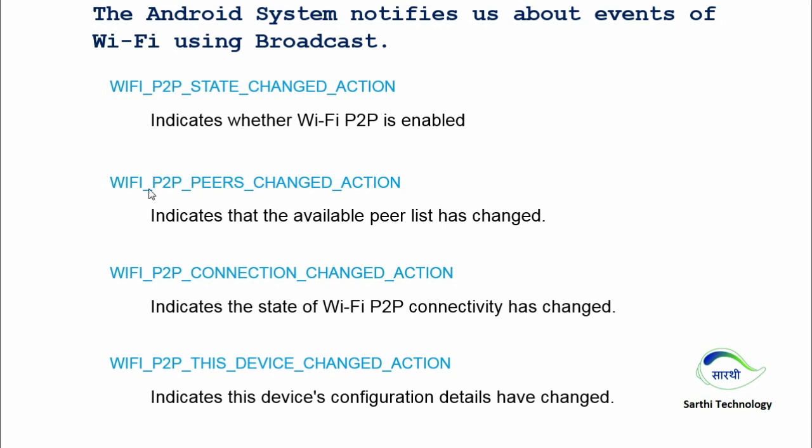And the second is WIFI_P2P_PEERS_CHANGED_ACTION. This intent indicates that the available peer list has changed. So whenever our peer list changes, we can get the new list using this intent. The third is WIFI_P2P_CONNECTION_CHANGED_ACTION. So whenever the connection changes, we can get the state using this intent.